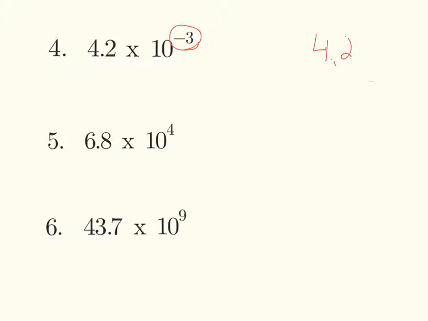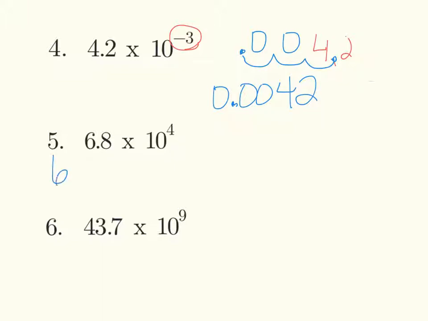So I'm going to be moving my decimal to the left because it's a negative exponent. So it's here. Move it 3 times: 1, 2, 3. Put your decimal. And then zeros go in your little loops. So my answer is 0.0042.